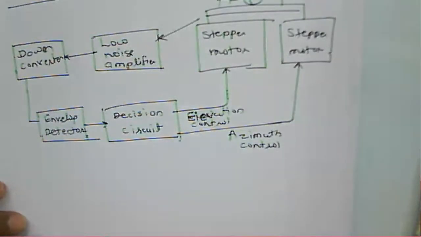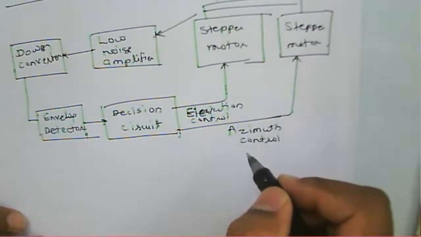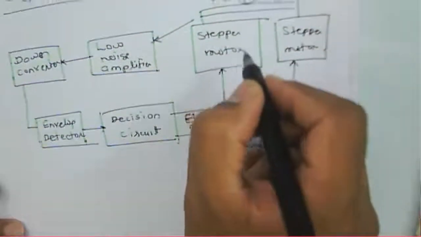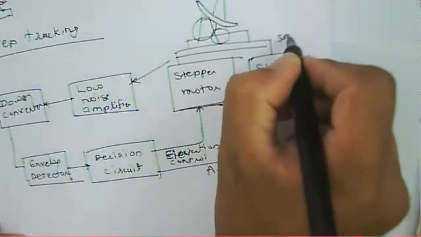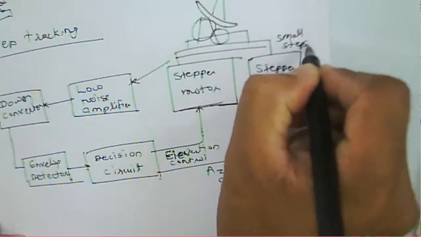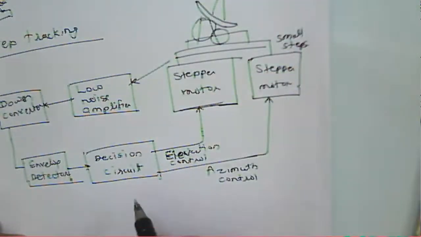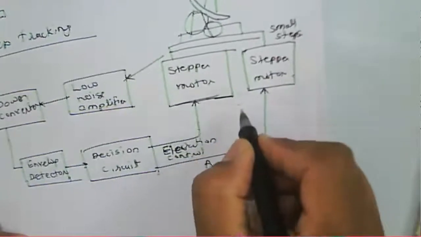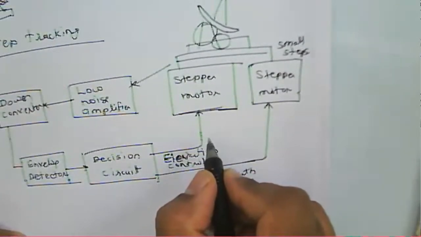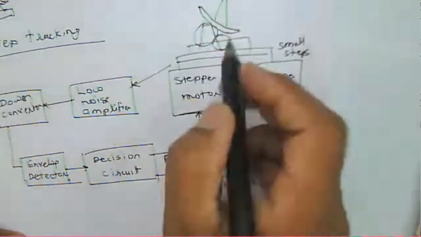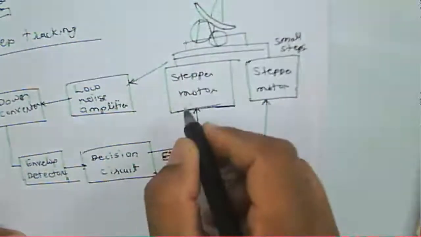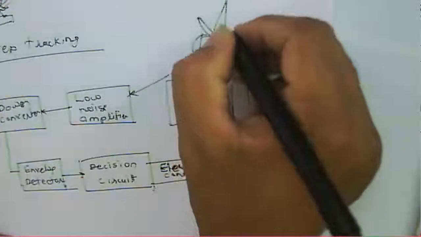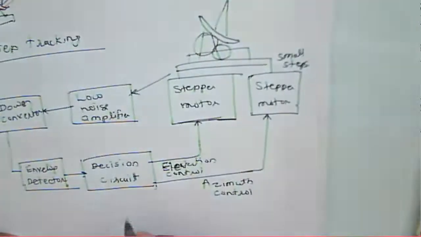Now in this case, the antenna is moved using this stepper motor. So we move the antenna in small steps. According to that, we can adjust the azimuth and elevation. Once we adjust the azimuth and elevation of this earth station antenna, then we can adjust the satellite axis through this antenna there.